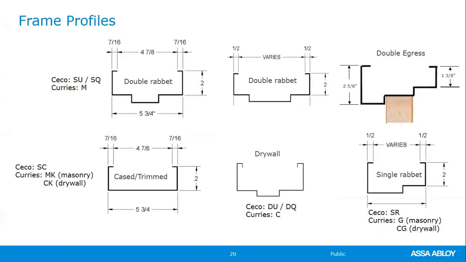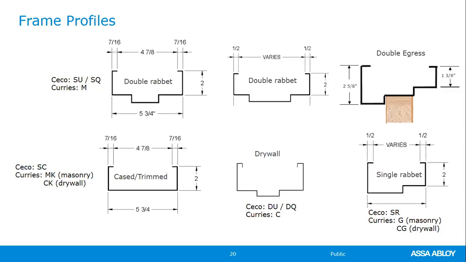With the different types of profiles, here I just wanted to show you the frame profiles that are more standard in the industry and what Seco and Curries' nomenclature is for these different types of profiles. So you have your double rabbeted, whether it's equal or unequal rabbeted material. Your double egress, you'll see there. This type of frame you will see in corridors where the door is set back into a pocket. This type of profile, sometimes referred to as a step down profile, is the way it's made throughout the industry.